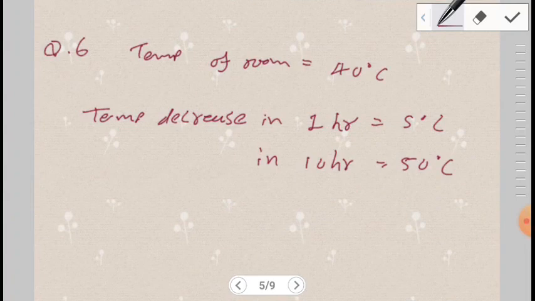Now for the sixth question. Before going to the sixth question, whichever question I have not done here, is this for your practice or for the homework?